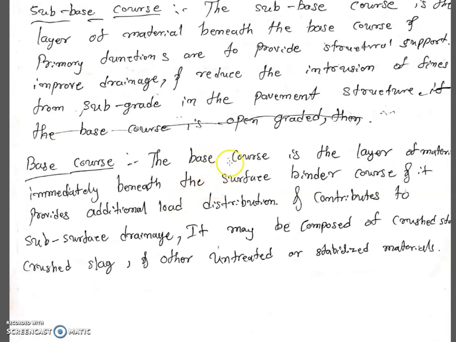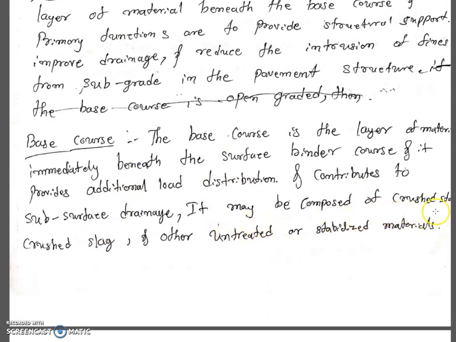Next, base course. It is the layer of material immediately beneath the binder course. It has to sustain more stresses compared to the subbase course. It provides additional load distribution and contributes to the subsurface drainage. It may be composed of crushed stone, brick batter, brick waste materials, anything.